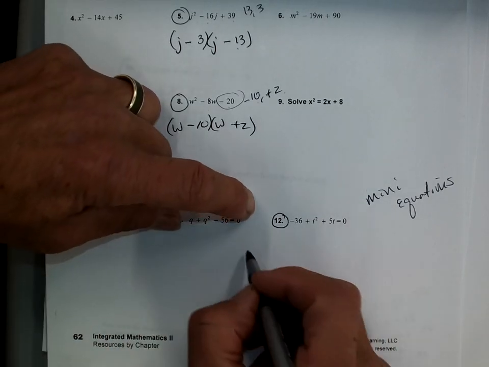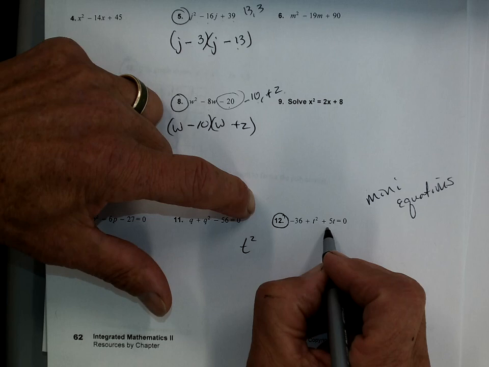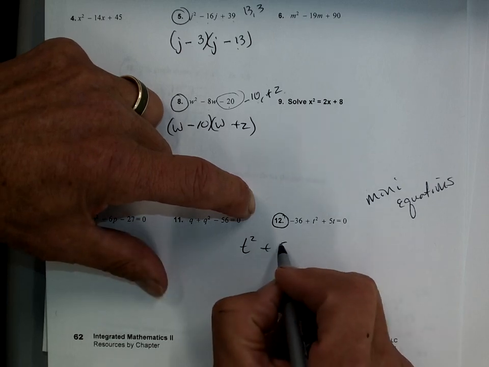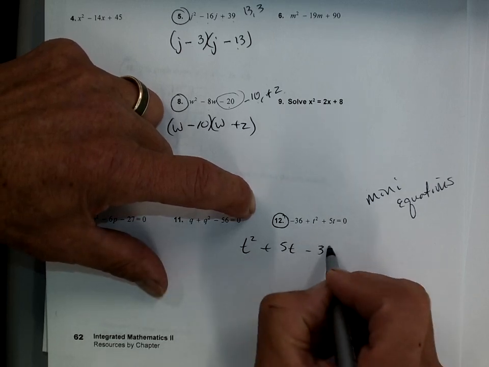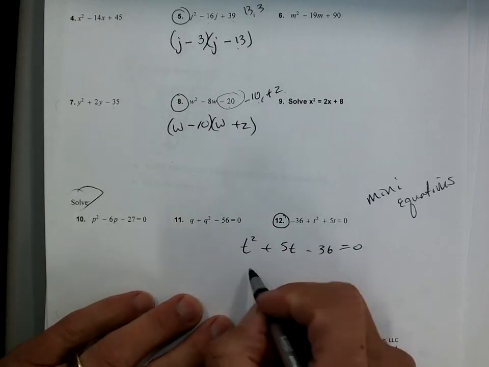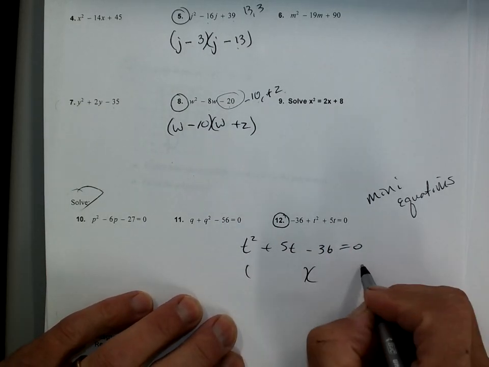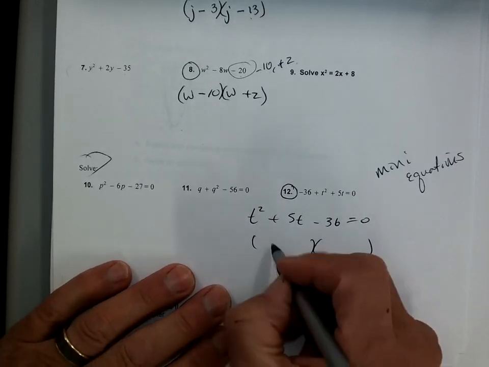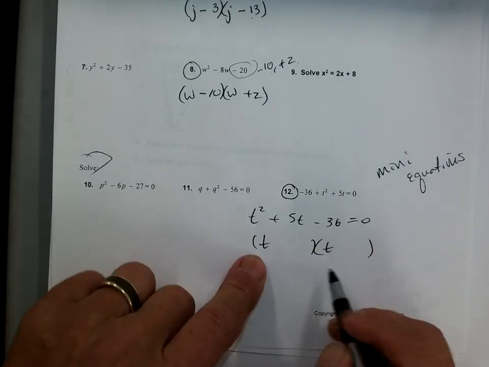So first, let's rewrite this as t squared plus 5t minus 36 equals 0. Let's just rewrite it in standard form because I like the t squared first. So t squared plus 5t minus 36. Okay, then parentheses, parentheses. T times t is going to make the t squared.